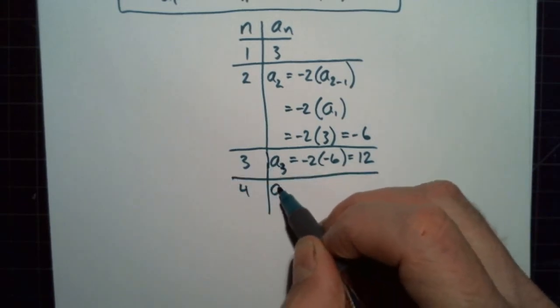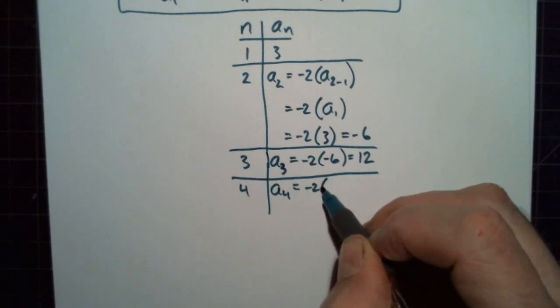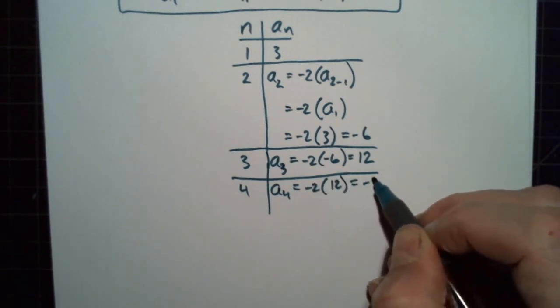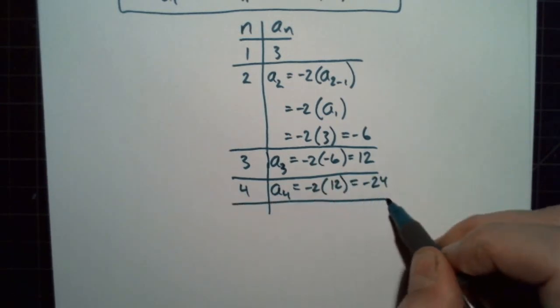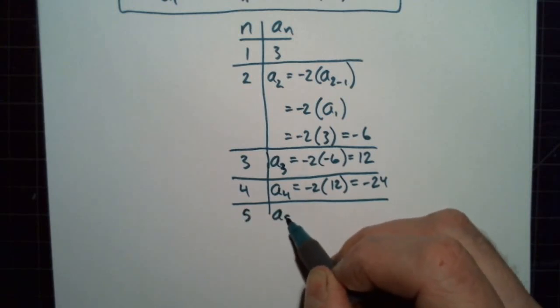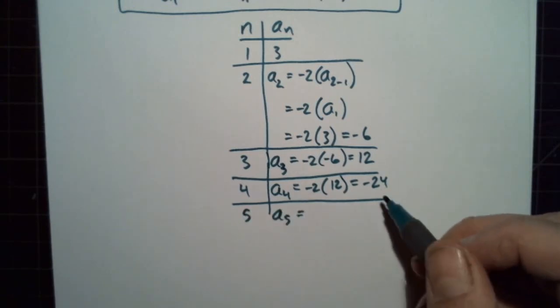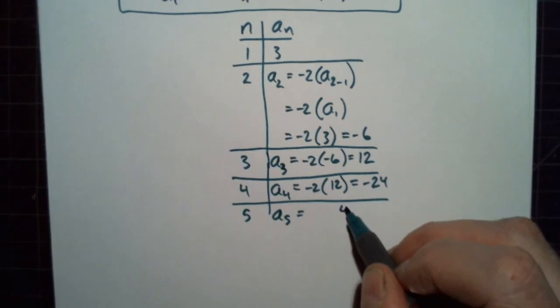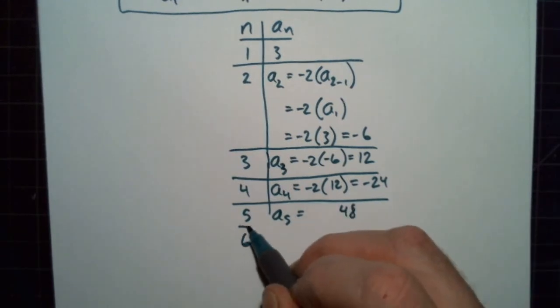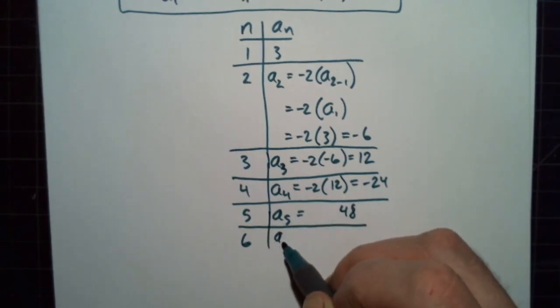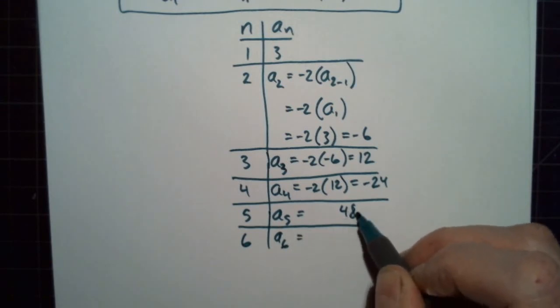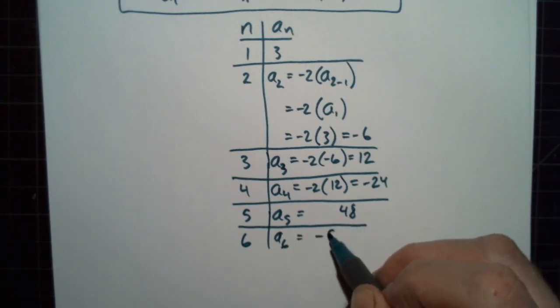A4 is negative 2 times A3. A5 is negative 2 times A4, and A6 is negative 2 times 48.